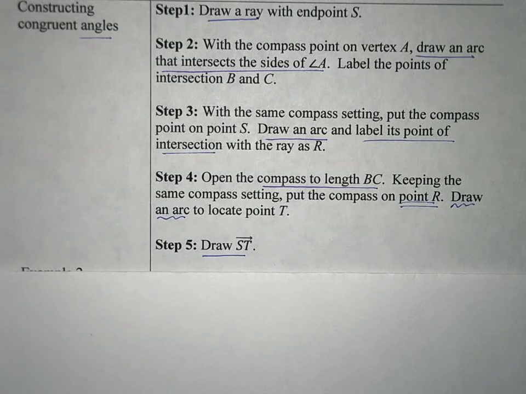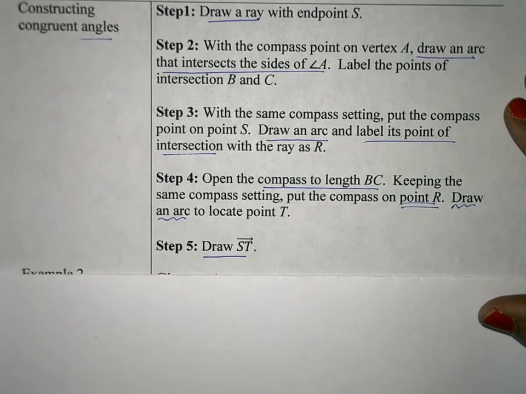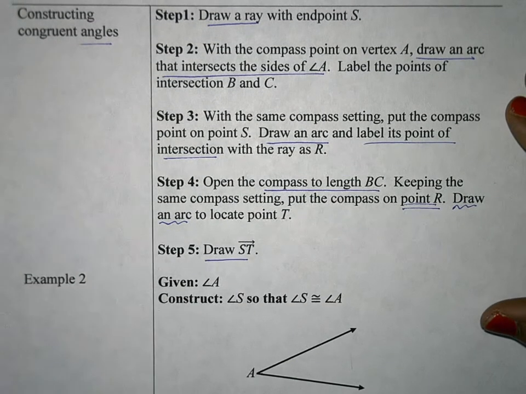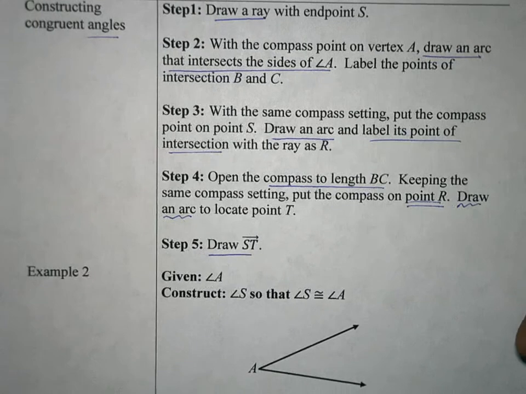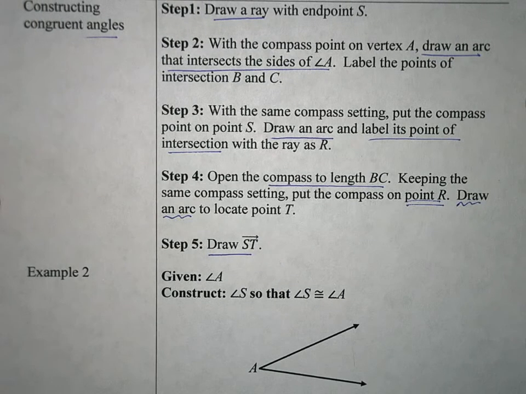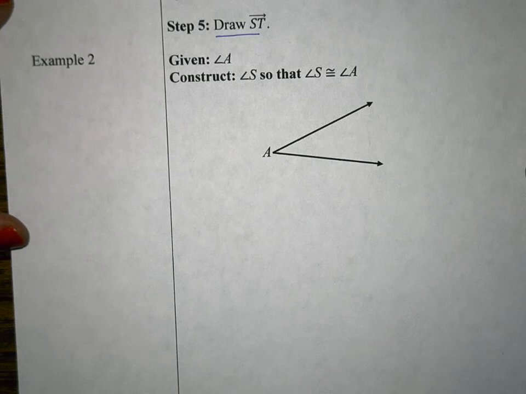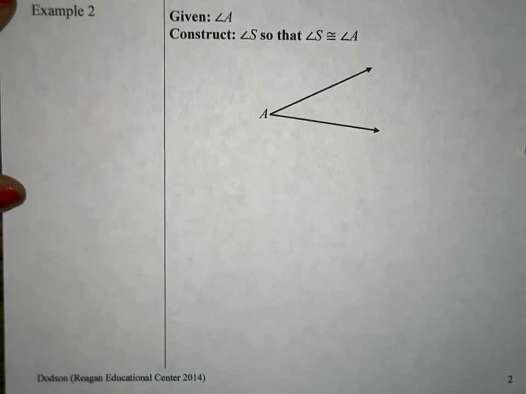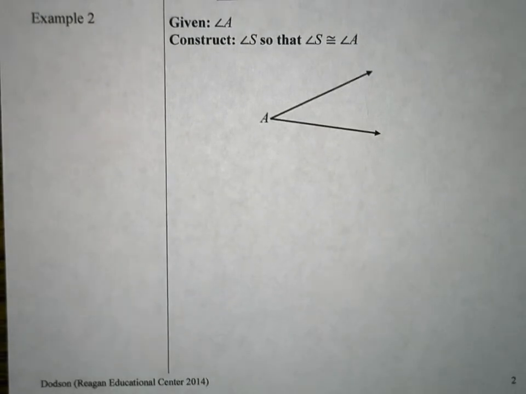So let's actually do one of these. What I want you guys to do, make sure you have all of the steps written because I'm not going to be able to put them all up. So here is example 2. You are given an angle and we're going to call it angle A. So angle A is given.